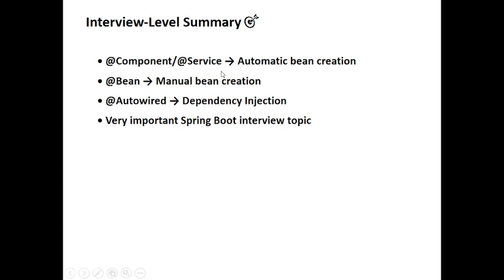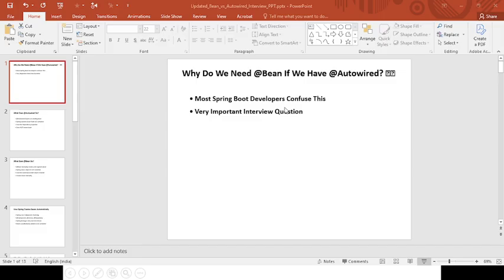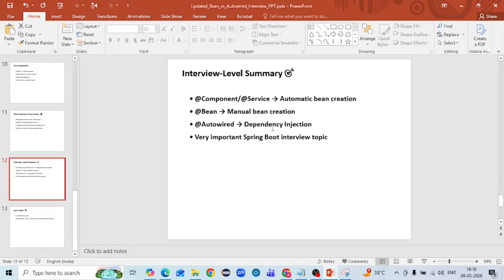With @Component and @Service, automatic bean creation will happen. With @Bean, manual bean creation happens. And @Autowired does the dependency injection. I hope you understand this. What is the use of @Bean even though we have @Autowired?